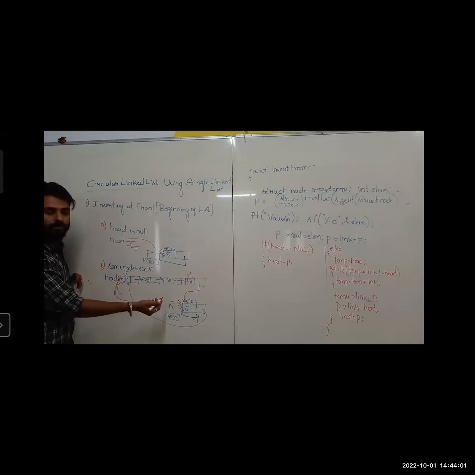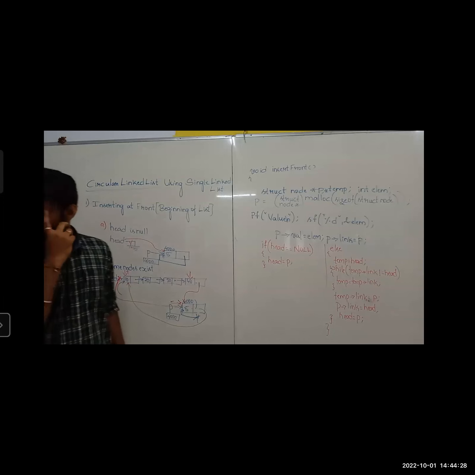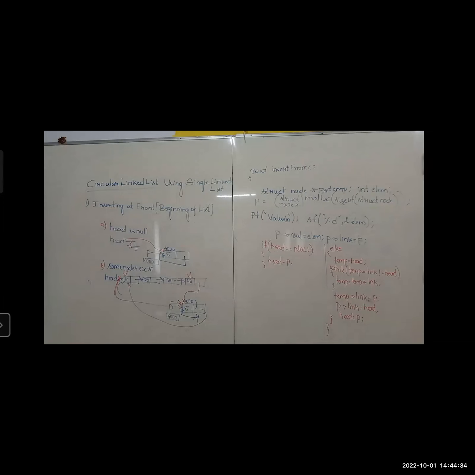First node, which one? P, where value 5 is present. Now 5 is pointing to where value 10 is present. And which is the last node? 40. 40's link is pointing to where the first node is present, that is value 5. Don't you think the last node's link is connected to the first node? Yes, sir. Done. Insert front is done. Clear? Any doubt on this? Quickly. No, sir.